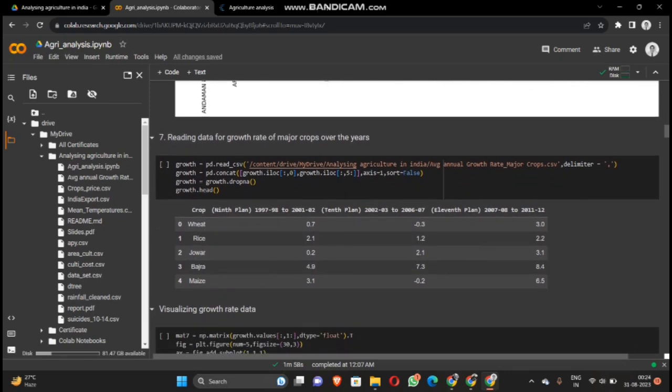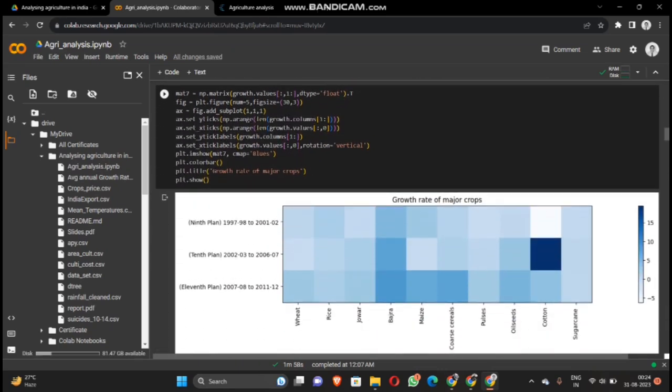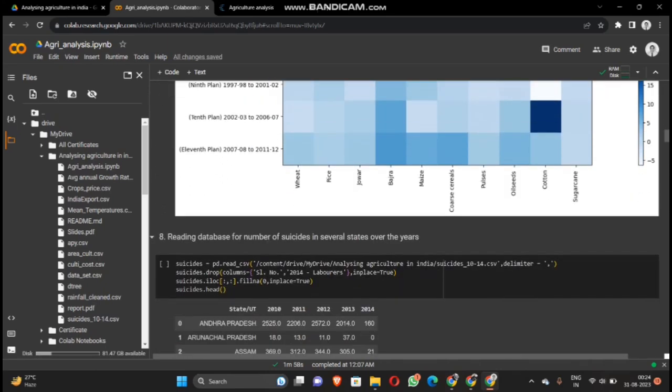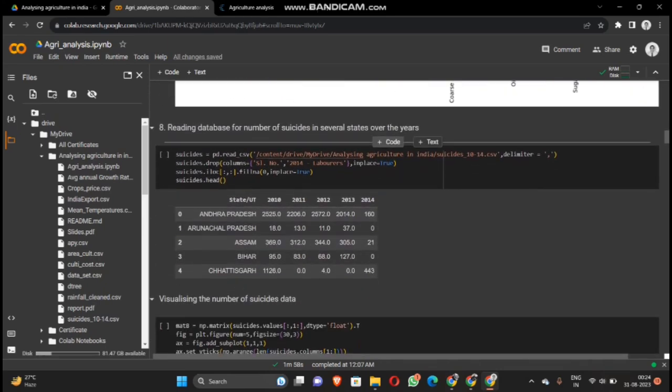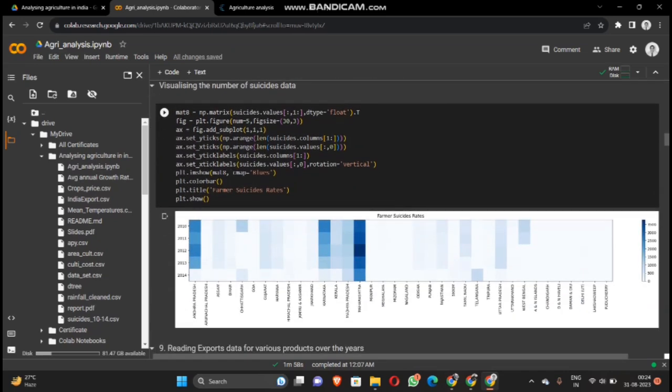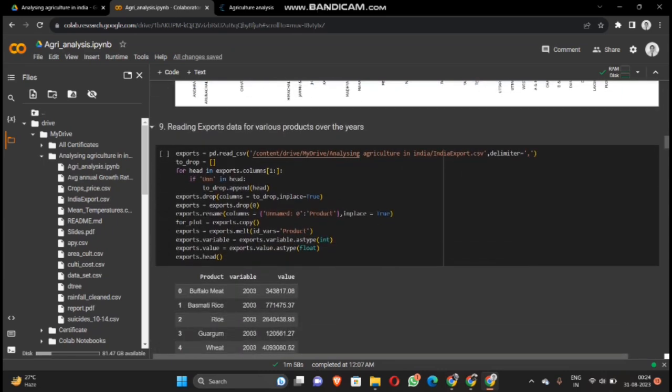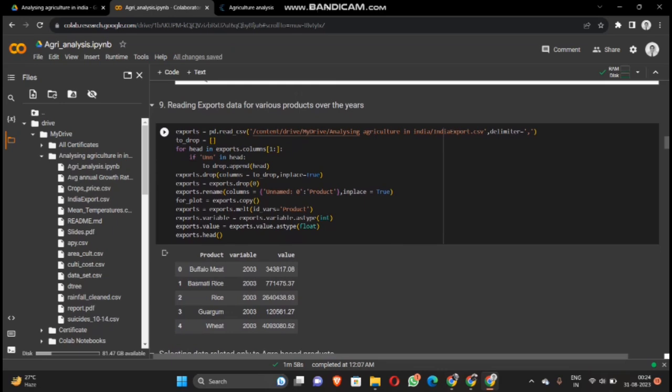Similarly, we have seen the growth rate of major crops over the years as well, and its visualization. Next step, suicide, because suicide is one of the key performance indicators of agriculture, because due to low rainfall or mean temperature or any other crisis, farmers usually die by suicide in India. So here is the suicide rate and its visualization, as well as the exports of India.